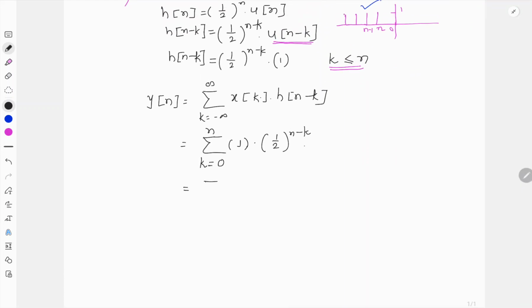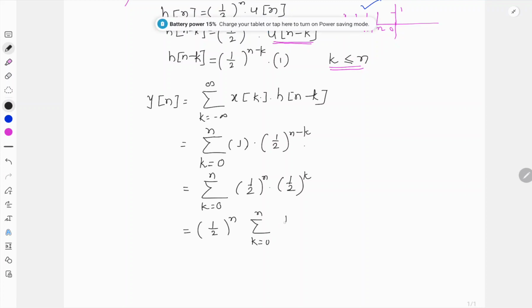Which is equal to, now, summation equal to 0 to n, 1 by 2 raised to, this n minus k can be written as n into 1 by 2 raised to k. Now this summation is with respect to k, so we can take the n term out of this summation and we get summation k equal to 0 to n 1 by 2 raised to k.